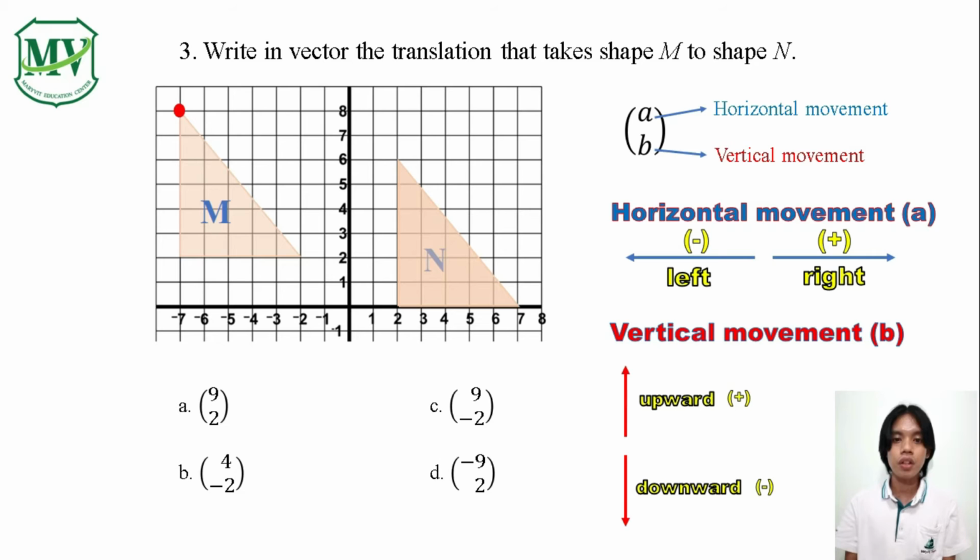Let's take the top corner of triangle M. Then let's see how far it has moved. That's 9 units to the right, 2 units down. That gives us (9, -2). So our answer has to be letter C.